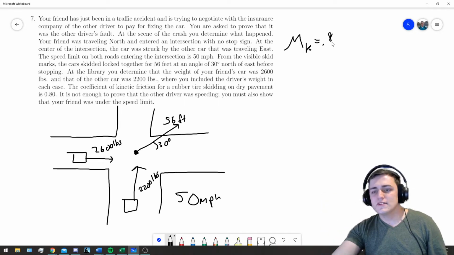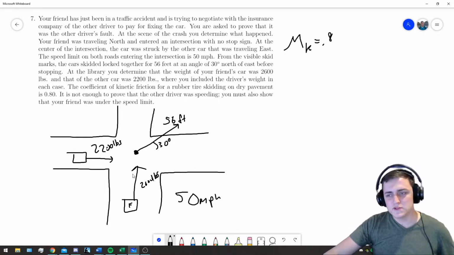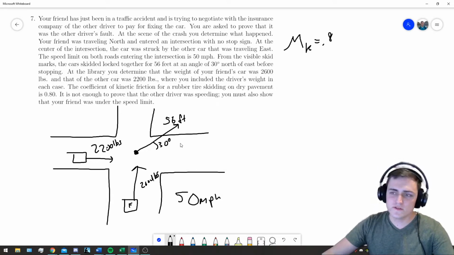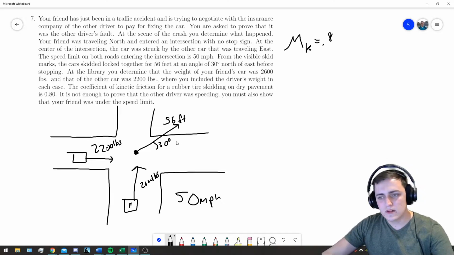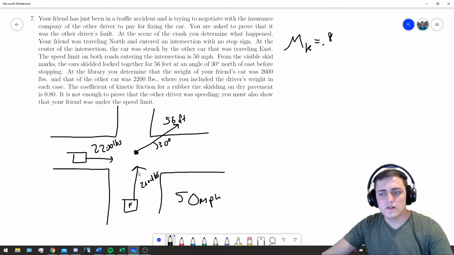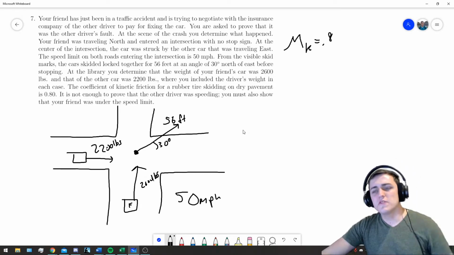So what we need to prove is that your friend, traveling north... Sorry, we got these car weights backwards. It's 2,200 and 2,600. Your friend is traveling north. Your friend's car is 2,600 pounds. The other car, the stranger, is going to the right at 2,200 pounds. And so we need to prove our friend was not speeding. That's really the goal. We don't need to prove that they were speeding. It's more that we're trying to prove our innocence, that it was not our fault at all. So how can we do that?